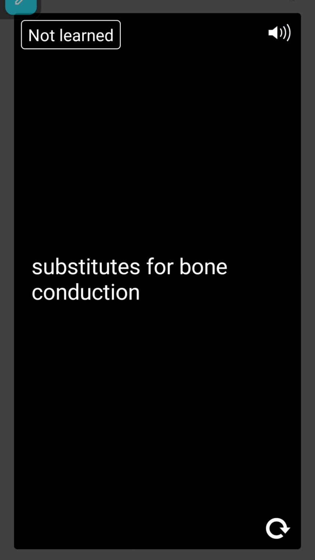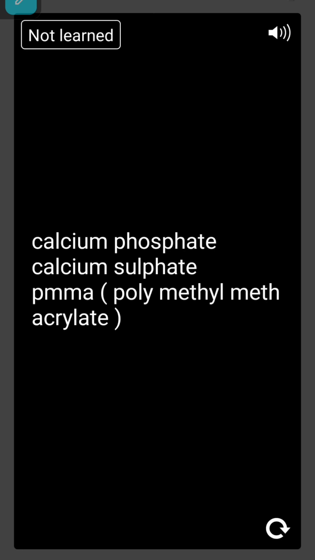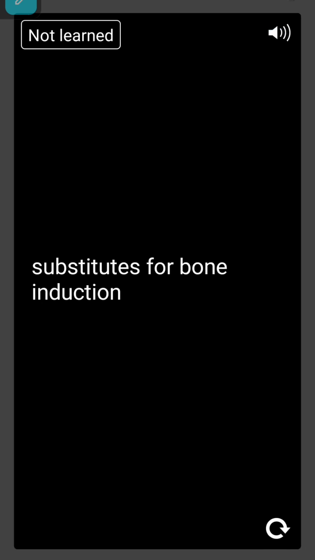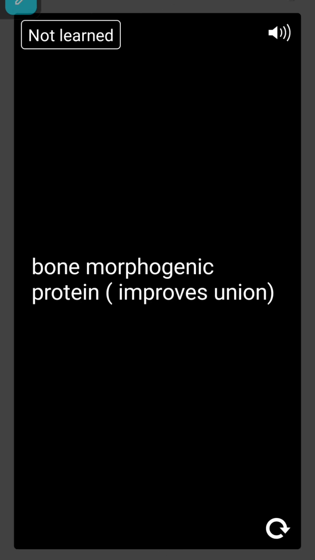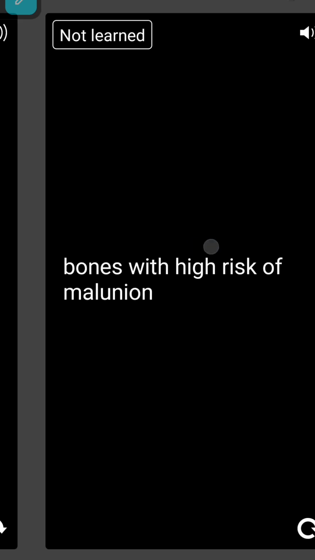Substitutes for bone conduction: calcium phosphate, calcium sulfate, PMMA, polymethyl methacrylate. Substitutes for bone induction: bone morphogenetic protein, improves union.